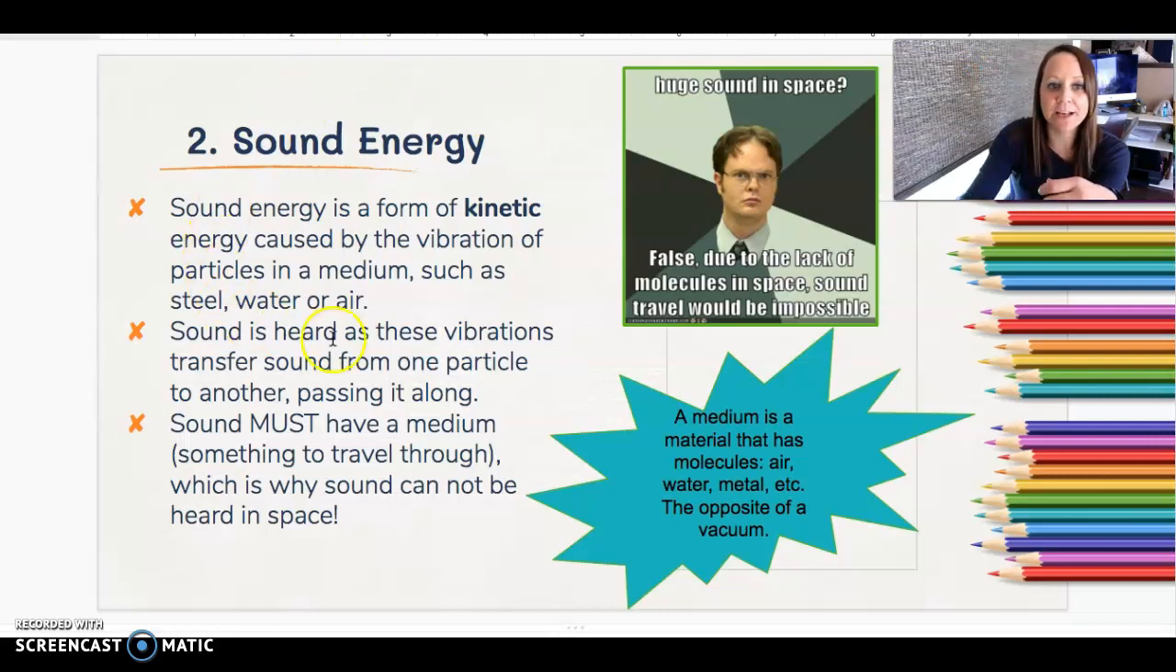So we say that a medium is a material that has molecules, like air, water, metal, etc., where sound can be passed through. Okay. Now the place where there isn't a medium is in space, and that we would call a vacuum. A vacuum is a place where there aren't a lot of particles, and so sound can't get passed from one object or one particle to the next. So you actually can't hear sound in space because there aren't enough particles to pass it through. But since sound is heard as vibrations of the particles, we would call that a form of kinetic energy.